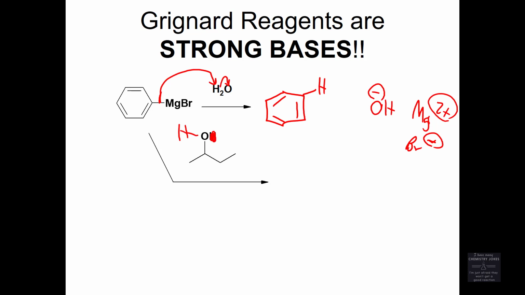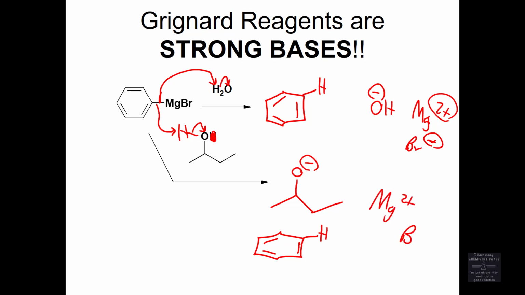This is an alcohol. Grignard reagents definitely are strong enough to deprotonate an alcohol. So you get an O- out of that, and you get your Grignard. The MgBr is replaced with an H, and you got a magnesium salt and a Br salt.